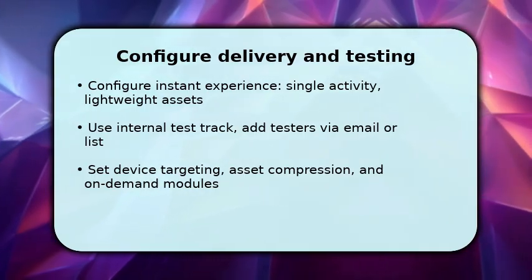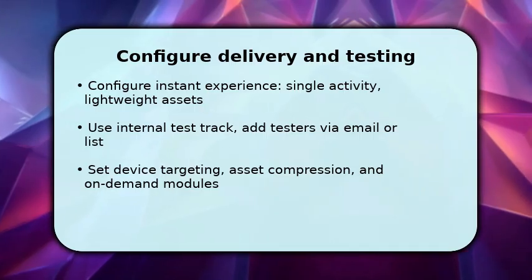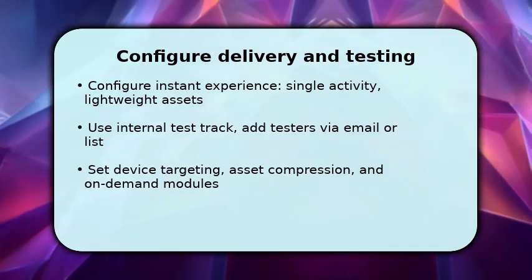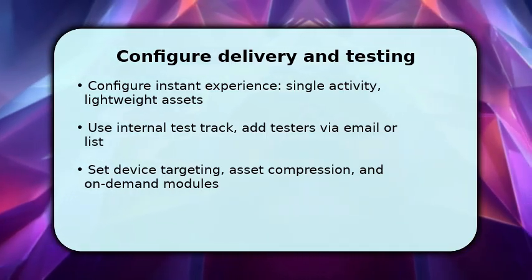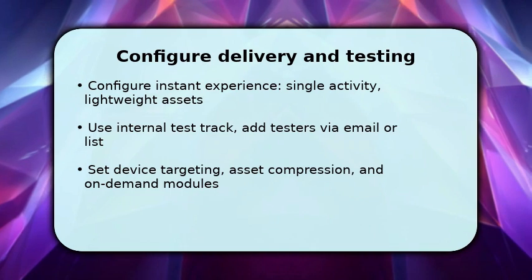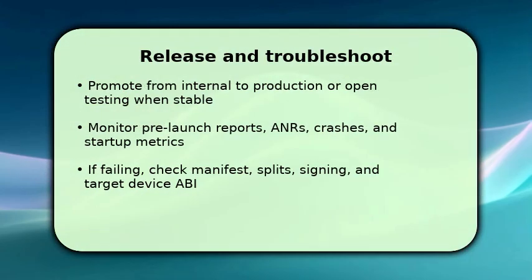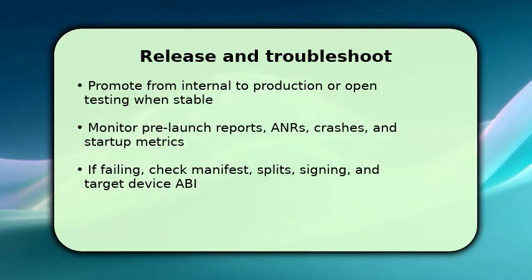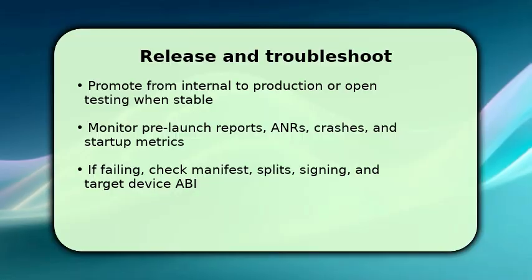Once testers receive the invite, install via the Play internal testing link and validate cold launch performance, deep links, and runtime permission. Finally, release your instant-enabled app and monitor performance. Promote the build from internal testing to open or production when stability and metrics look good.